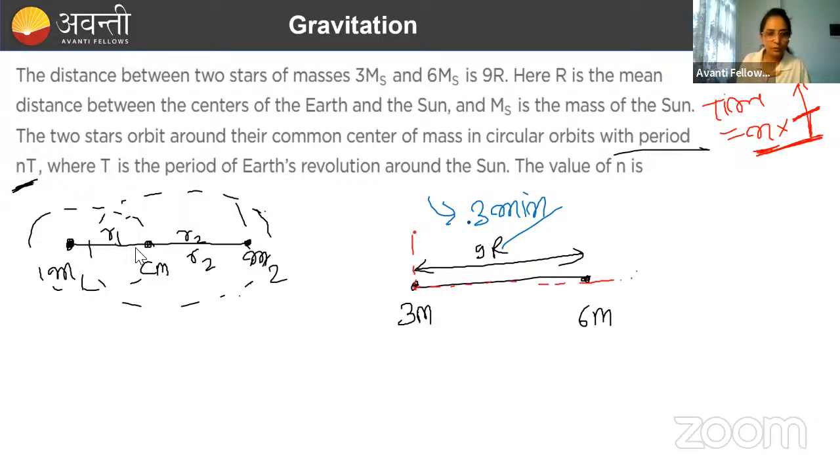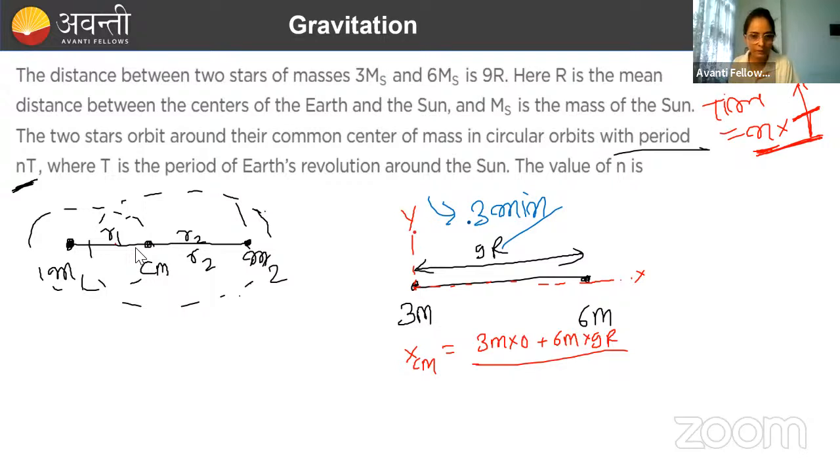तो center of mass calculation how we used to do, suppose कर लो मैंने इसको origin मान लिया, इसको x axis मान लिया, इसको y axis मान लिया. तो xcm, center of mass will lie on the x axis. xcm value will be how much? 3m into 0 plus 6m into 9r divided by sum of both masses, and that is equal to 6m plus 3m, that is your 9m, right? If you're going to calculate it, we will get 6r.